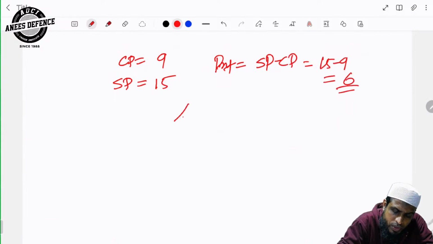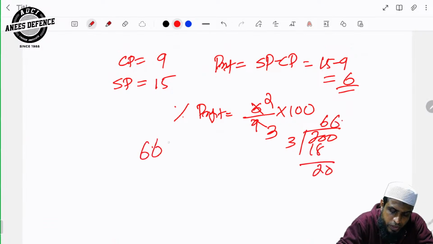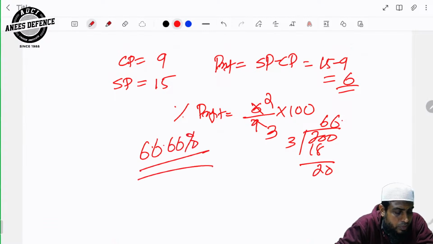So the percentage of profit is equal to 6 by cost price, the cost price is 9, into 100. 2 into 3, 3 into 3. So 200 by 3. So it will be 66.66% is the profit. That is a simple question.